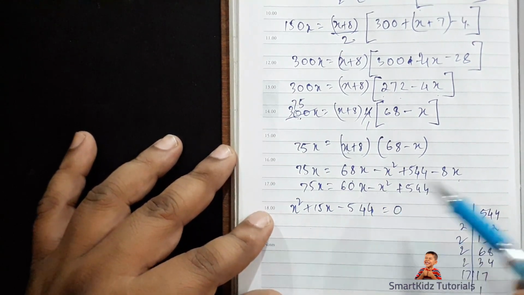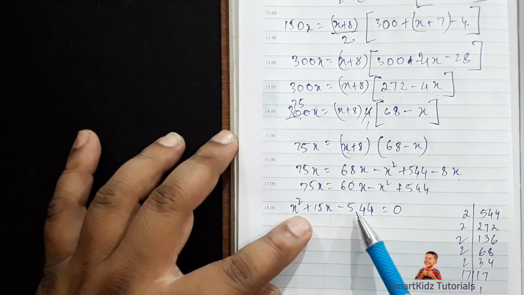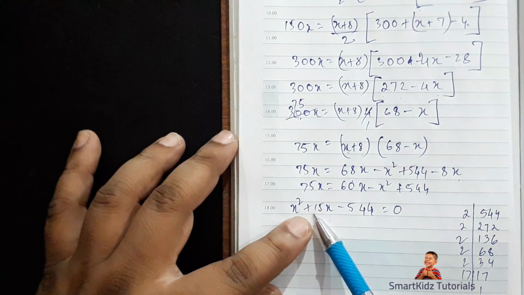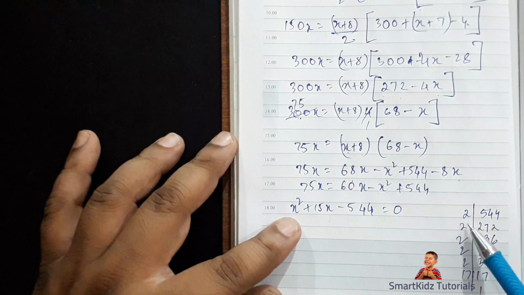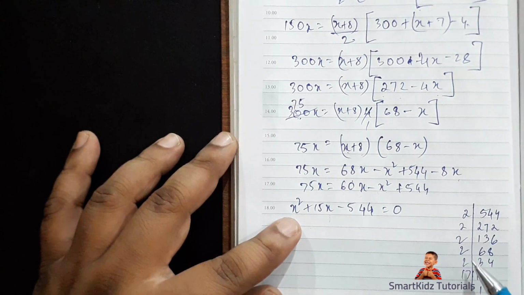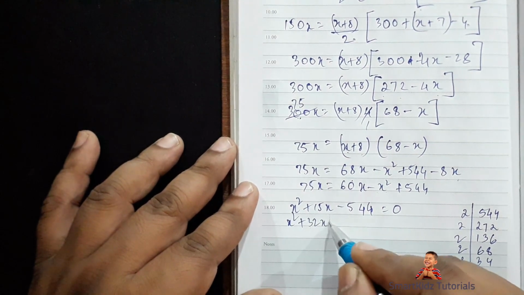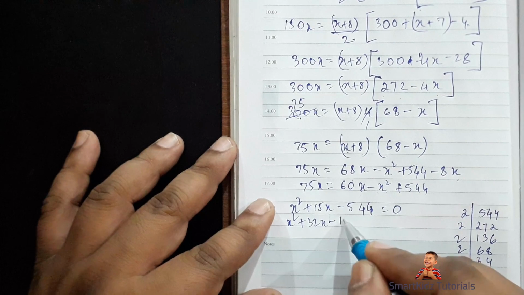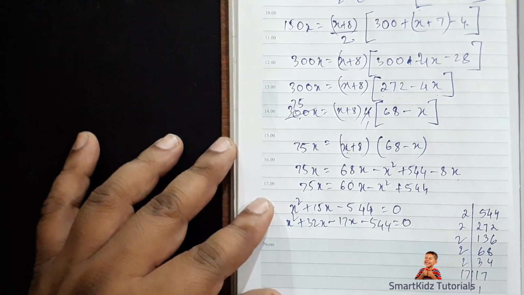We need to get a difference over here between two terms, because the constant term is negative and the middle term is positive. So this is the sign of the greater number. So 2 2s are 4, 4 2s are 8, 8 2s are 16, 16 2s are 32, and positive 32 minus 17 will give us positive 15. So x square plus 32x minus 17x minus 544 equal to 0.